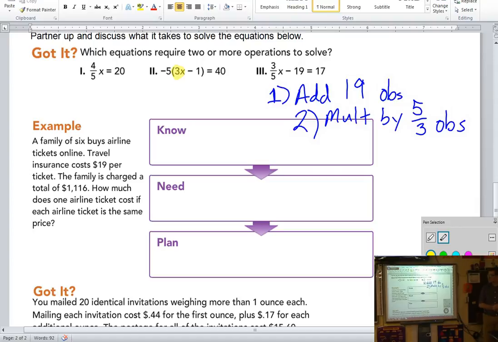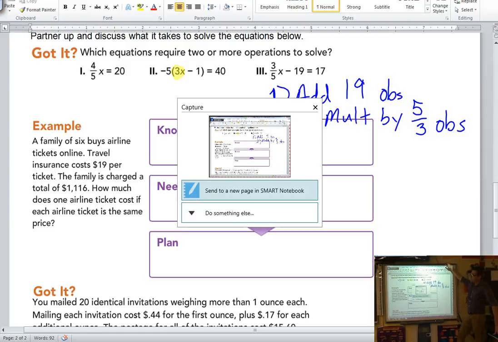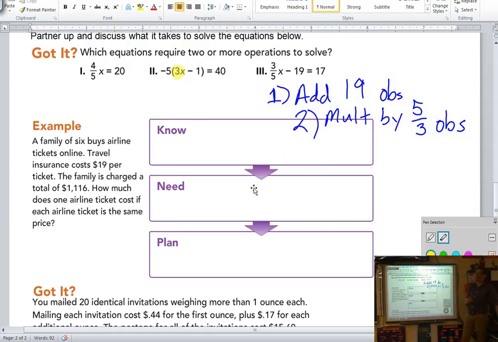All right, let's go on a trip. Yay! Sorry, not actually. So a family of 6 is buying airline tickets, and travel insurance costs $19 per ticket. I want you guys to go ahead and highlight whatever's important in this problem. The family is charged a total of $1,116. How much does one airline ticket cost if each airline ticket is the same price?